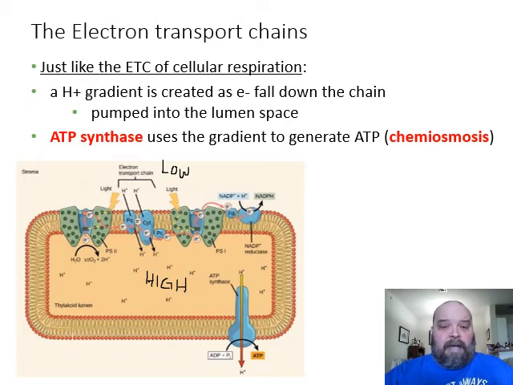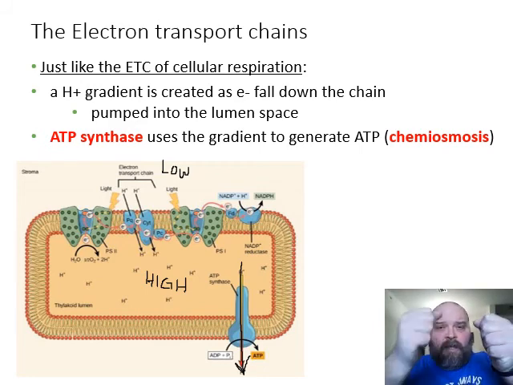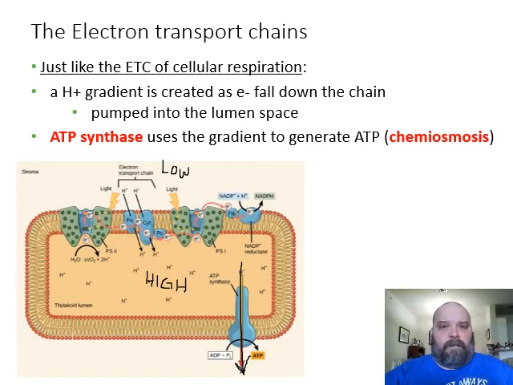Those high concentrations of hydrogens are going to flow out through ATP synthase, just like we talked about in chapter 7. As the hydrogens are flowing through, it's going to cause it to spin. As it spins, it's going to take a diphosphate and an inorganic phosphate and link them together. The faster the hydrogens flow, the faster the ATP gets synthesized.